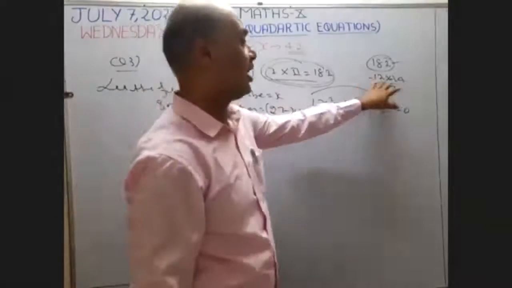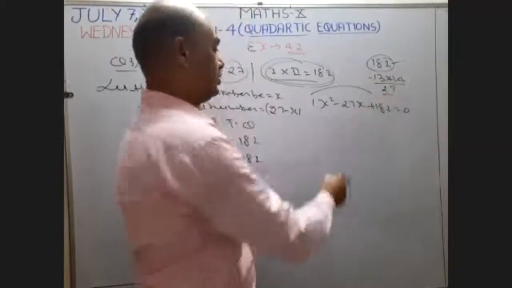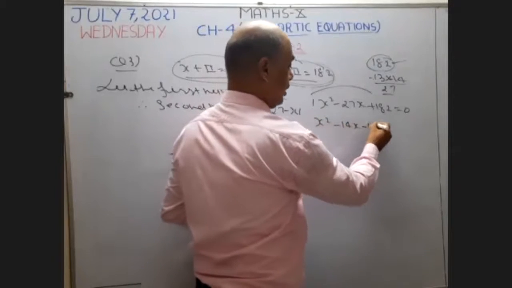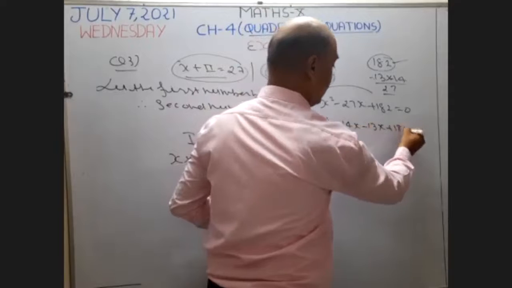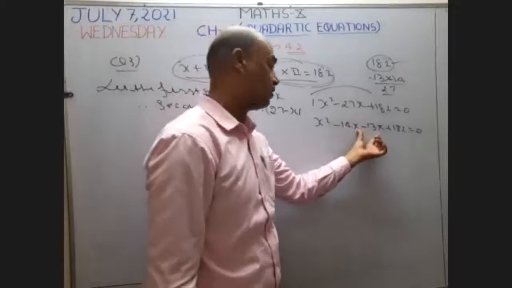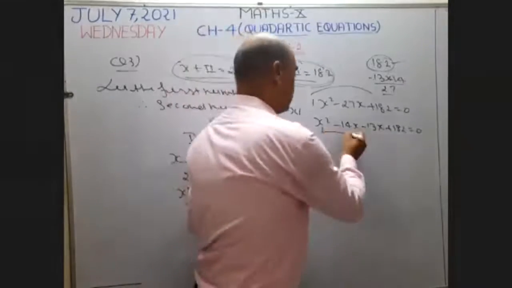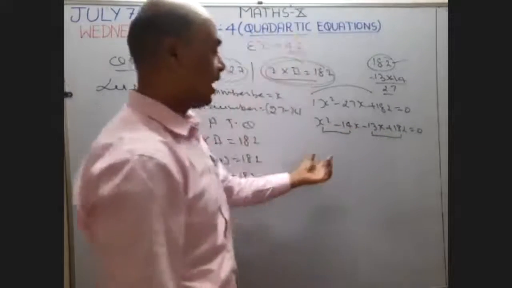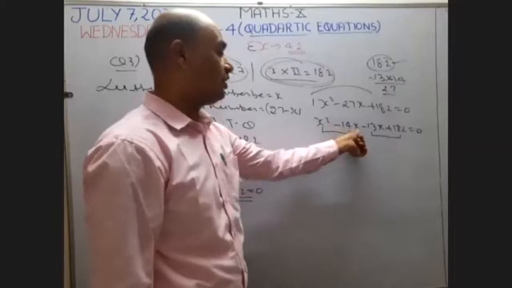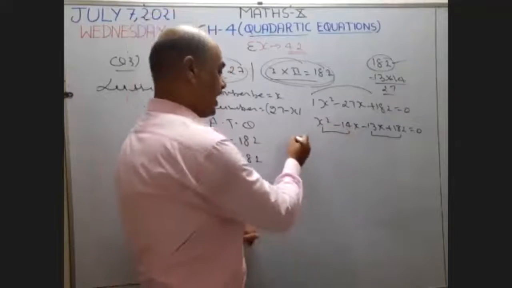Okay beta, these are the factors of this equation. So I write here x square minus 14x minus 13x plus 182 equal to 0. I want to split 27 as 14x minus 13x. Now, two pairs are there, first pair and second pair. I want to take common from this pair. What is common? Only the variable is common. X is common. So I take x common.